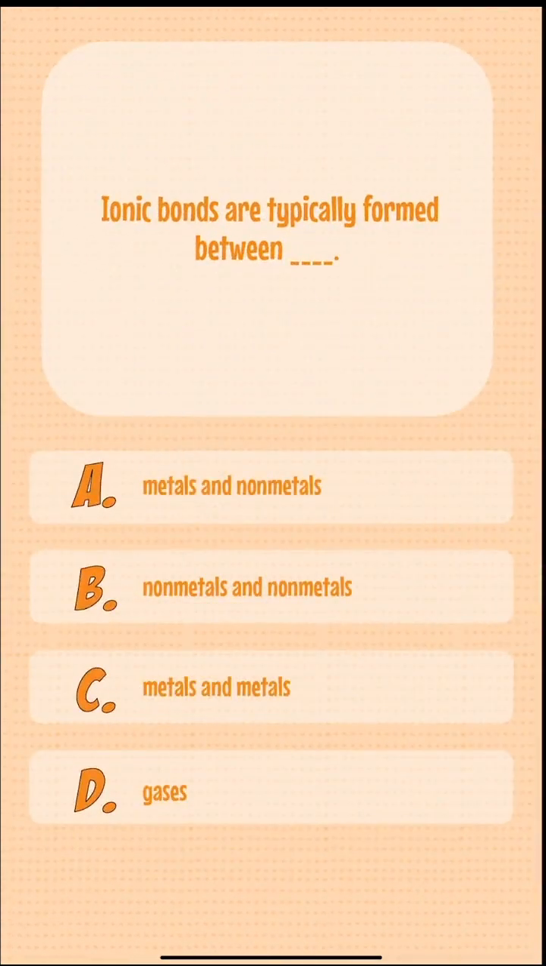Ionic bonds are typically formed between... All right, there's a quick one, guys. Quickly tell me, and we'll move on. We just went through this now, so hopefully you can tell me straight away. A, B, C, or D. Yes, well done, guys. Between metals and non-metals.